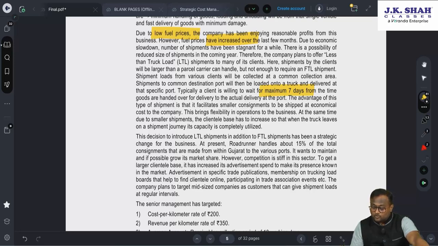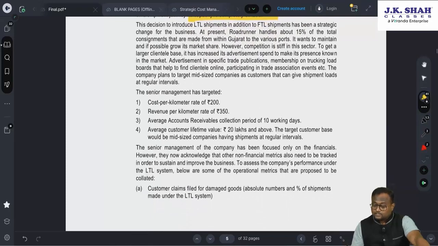The advantage of this type of shipment is that it facilitates smaller consignments to be shipped at economical cost to the company. This brings flexibility in operations to business, and at the same time, due to smaller shipments, the clientele base has to increase so that when the truck leaves on a shipment journey, the capacity is fully utilized. The decision to introduce LTL shipments in addition to FTL shipments, that means partial utilization instead of full utilization, has been a strategic change in the company.